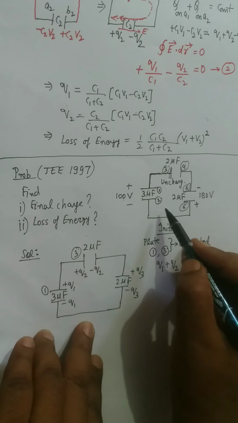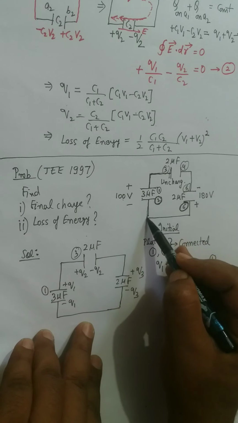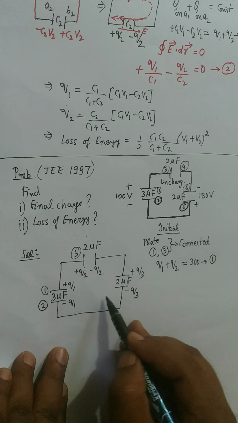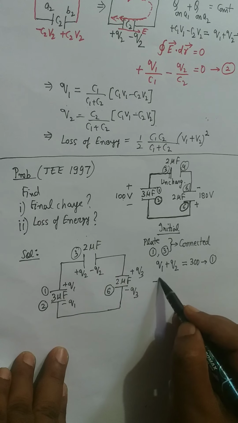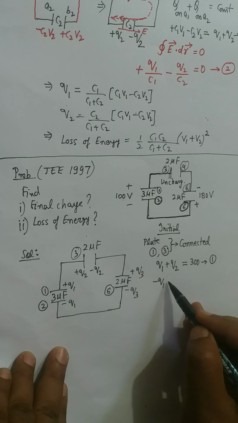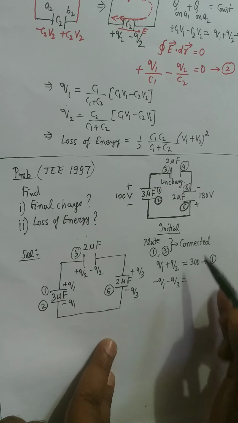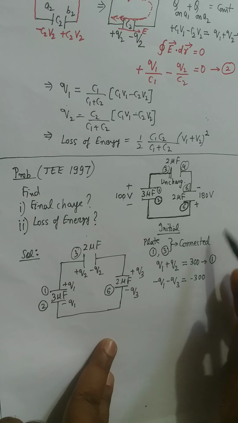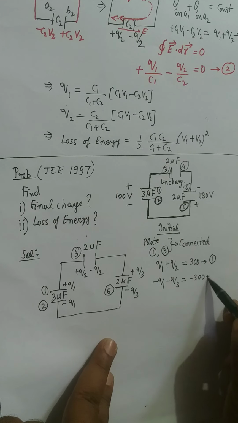Now plate 2 and plate 6 are also connected. So what is the charge on plate 2 now, and what is the charge on plate 6 now? The charge on plate 2 is now minus Q1, whereas the charge on plate 6 is minus Q3. So this total charge should be equal to the initial charge. At the initial moment, plate number 2 has a charge of minus 300 microcoulomb and plate number 6 has a charge of 2 into 180, which is plus 360 microcoulomb. So that is the second equation now.